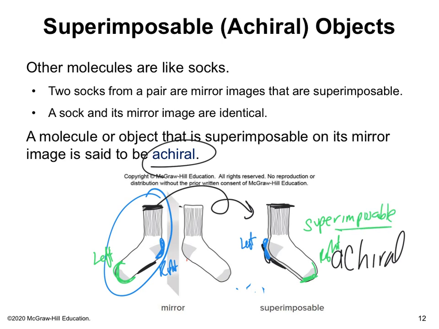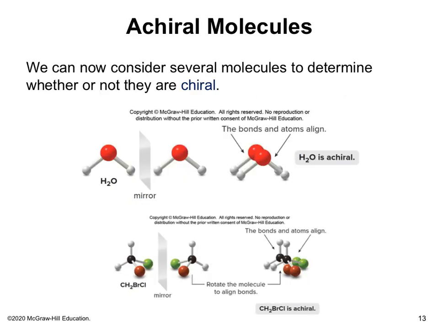If it's superimposable, then it's achiral. They're identical. So water is achiral. If you take a molecule, remember the top will stay the top, and the bottom stays the bottom. But when you rotate it, what is on the right becomes the left, and what is on the left becomes the right. But since these are both hydrogen, they're going to be superimposable.